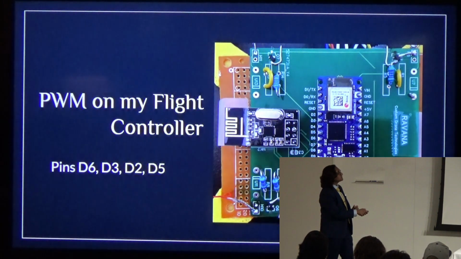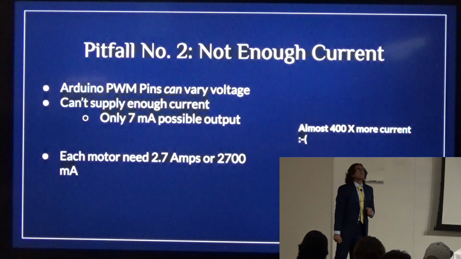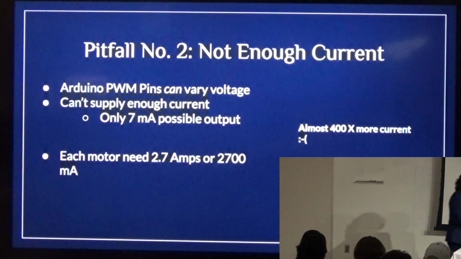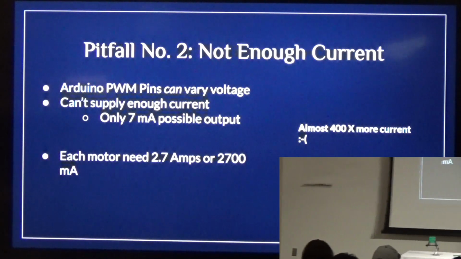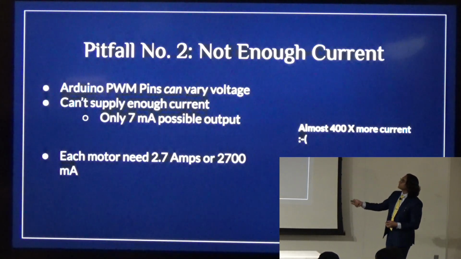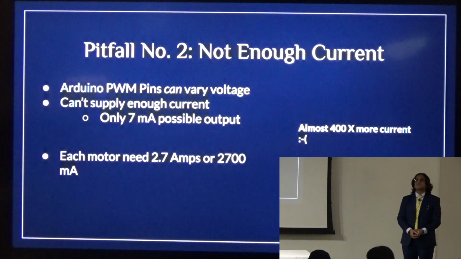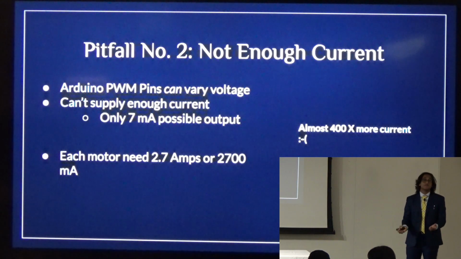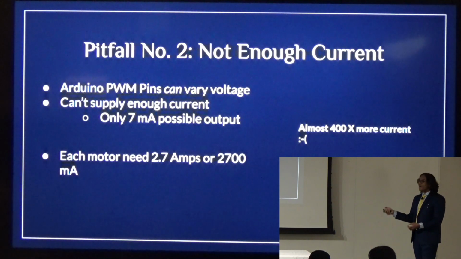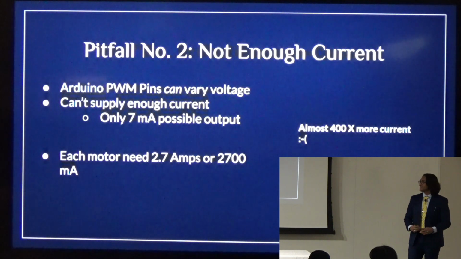And I have these different pins connected to my motors from the flight controller. But that's where I run into my second challenge, where the motors were not supplied enough current, right? If I was able to adjust the speed of the motors with voltage, my microcontroller wasn't able to adjust the current. To put that in perspective, the current that a motor needs is around 2.7 amps, or 2700 milliamps. My Arduino can only output 7, right? I need 400 times more current, which is practically impossible. I'm not going to buy 400 microcontrollers. That's not how it's going to work.